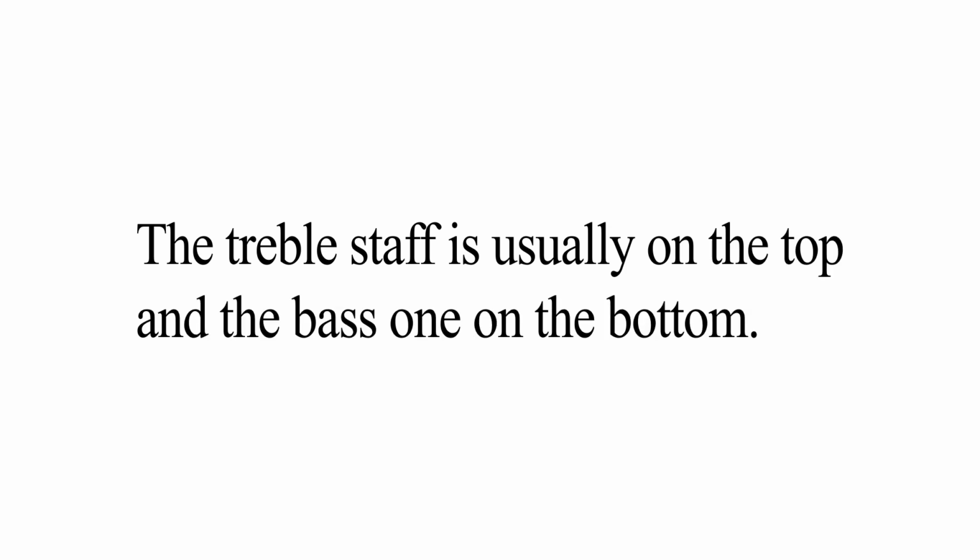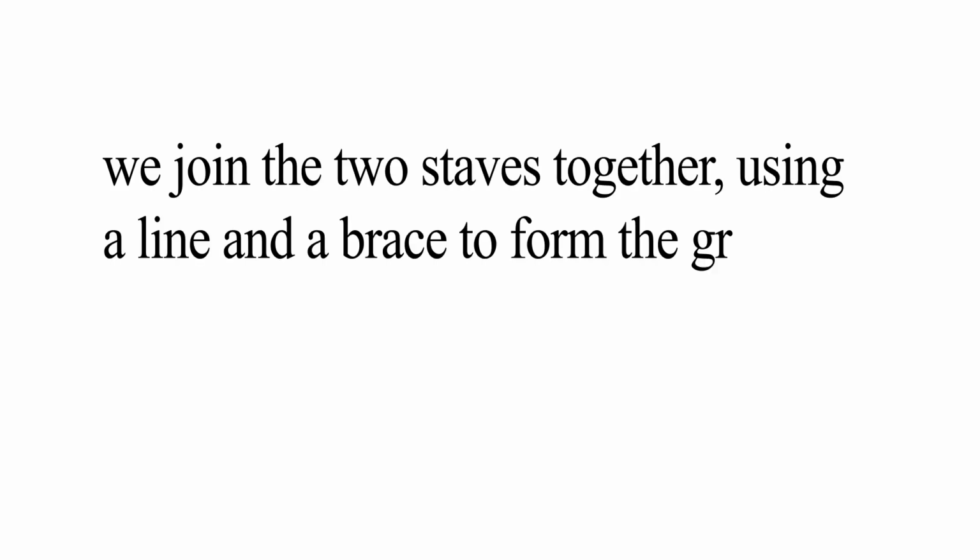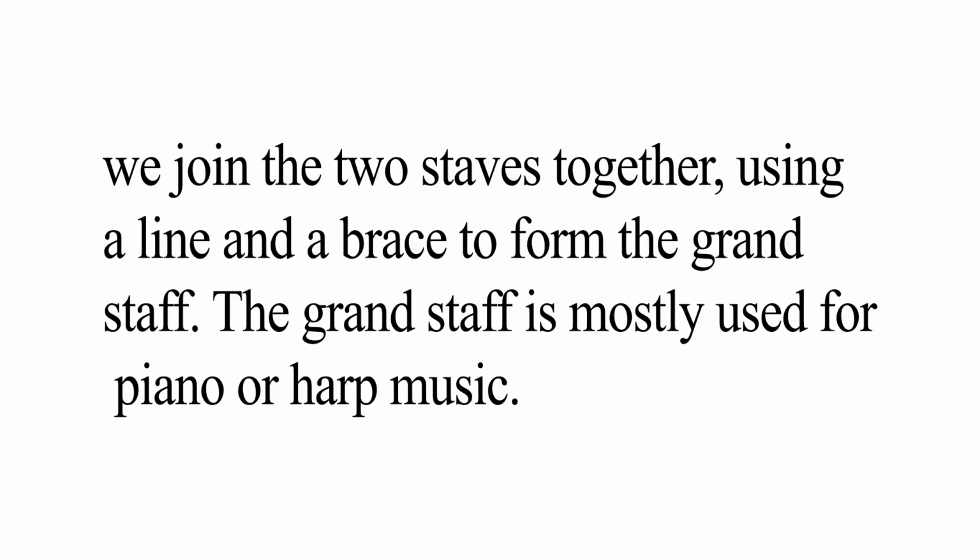On the grand staff, the treble staff is usually on the top and the bass staff is usually on the bottom. This means that the music to be indicated on it will include both low and high sounds played together at times or at the same time separately, but by the same player within the same musical performance. We join the two staves together using a line or a brace to form the grand staff. The grand staff is mostly used for piano music.